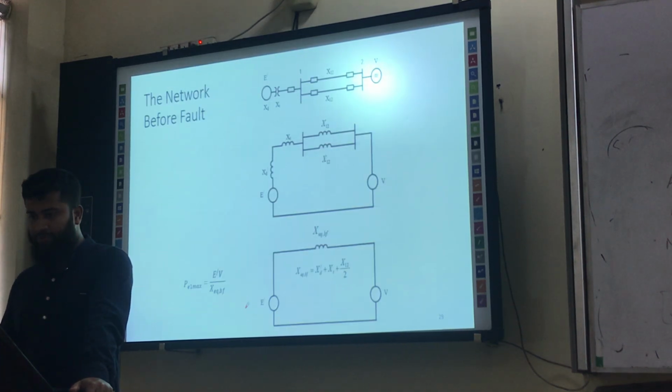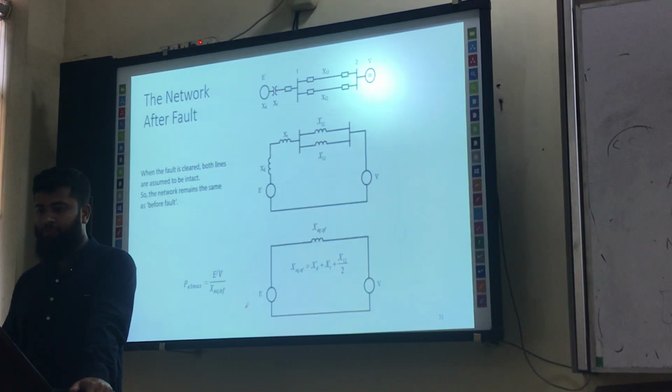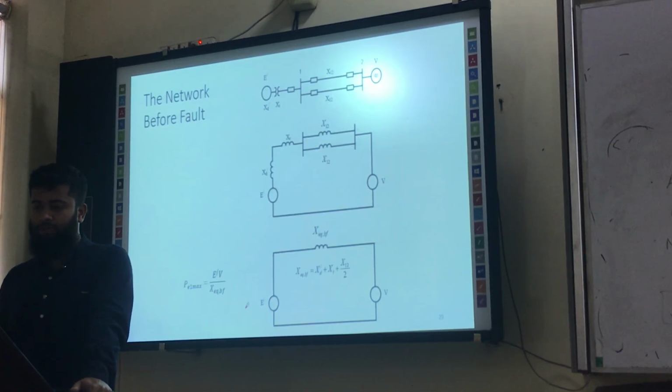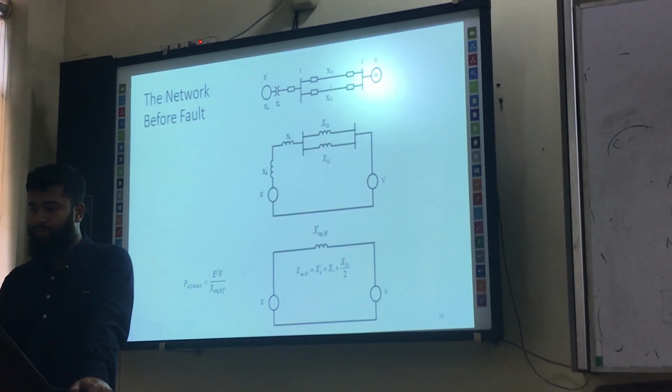Then with this information, actually we observe three scenarios: the network before fault, during fault, and after fault. So we saw that the network before fault is this case, where we can represent these reactances by only this single reactance, that is the transfer reactance. And here in this case, there will be some power transfer to the system, and that maximum power transfer to the system can be represented by this P1 max. That is for the before fault condition. It will be the E prime V divided by X eq before fault.